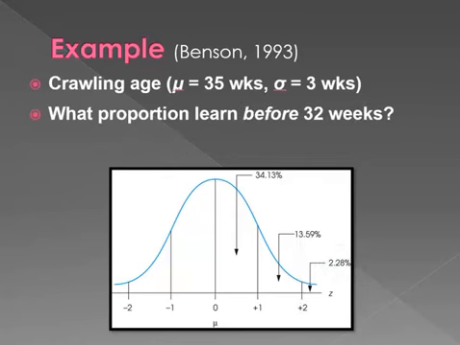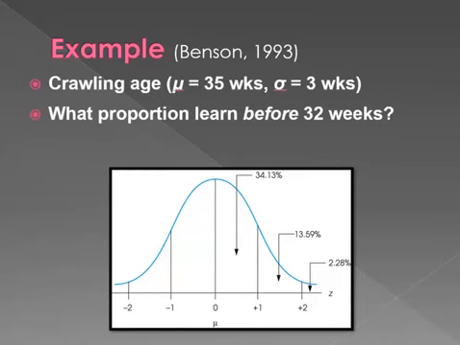What proportion learn before 32 weeks? So again, the first thing we need to do here is compute a z-score. Then we need to draw a normal curve. We need to mark where our z-score is in that curve, and then figure out which area of the curve we should be looking at to find the proportion of scores. So go ahead and try and compute that z-score. In fact, try and do the whole thing yourself here. Try and figure out this whole problem.